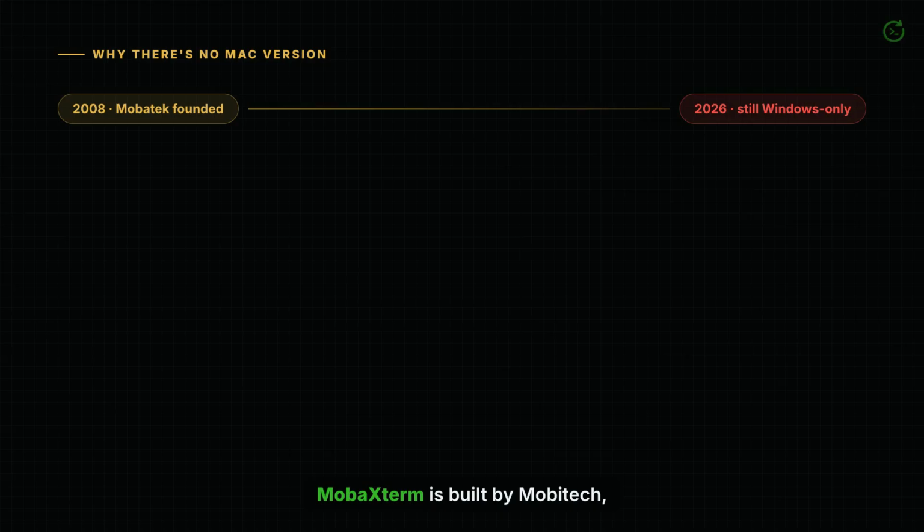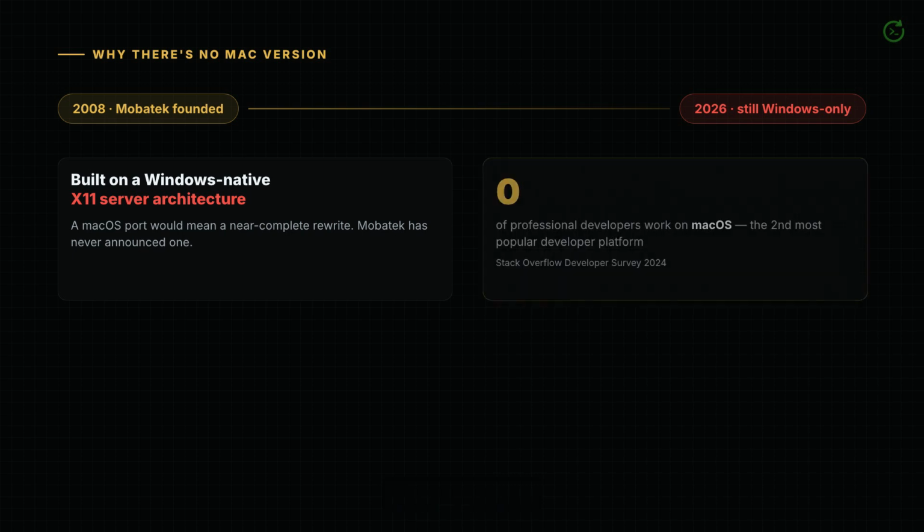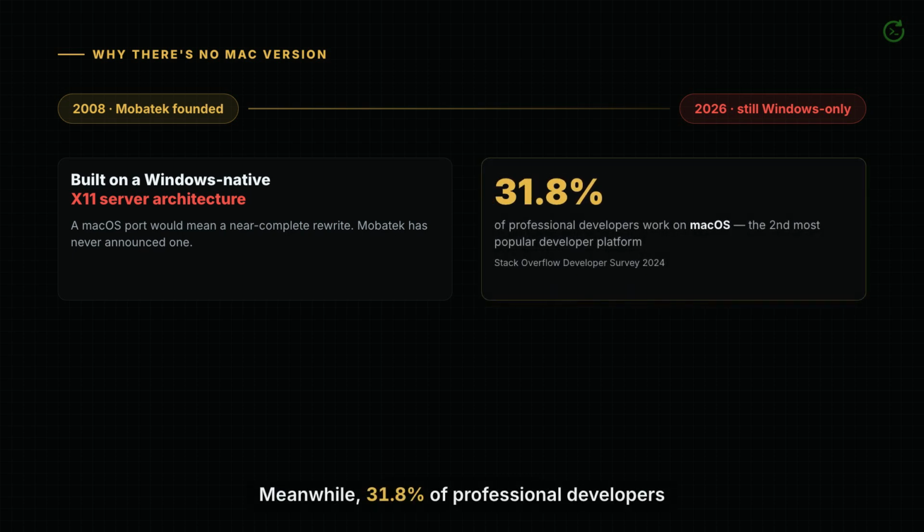MobaXterm is built by MobaTech, who have shipped Windows system software since 2008. The app is built around a Windows-native X11-server architecture, and porting that to macOS would mean a near-complete rewrite. So, will MobaXterm ever release a Mac version? Don't wait for it. Meanwhile, 31.8% of professional developers are on macOS, according to Stack Overflow's 2024 survey. That's the second most popular developer platform.